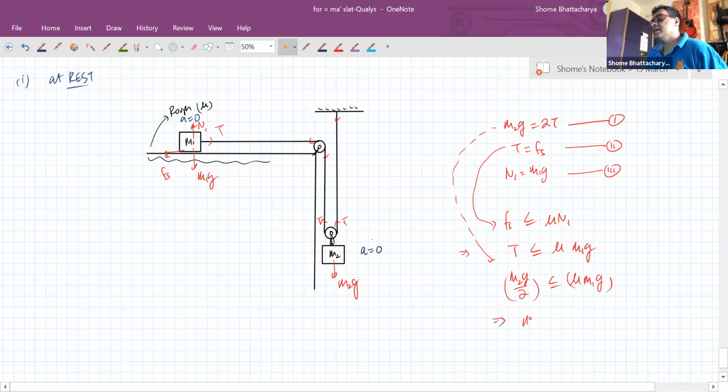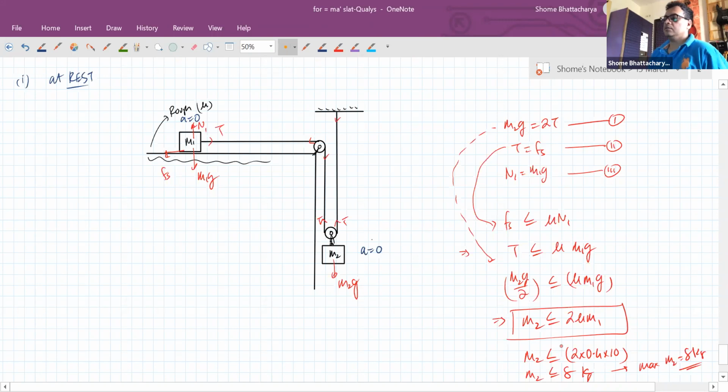So this tells you that M2 should be less than or equal to 2 times mu M1. So that means M2 should not exceed 2 into 0.4 into 10. So M2 should not exceed 8 kgs. So maximum M2 is 8 kg for no slipping condition.